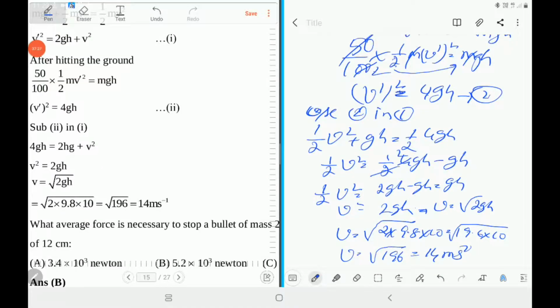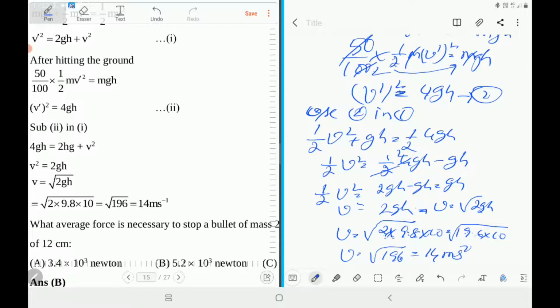Yes, that's it. Now if you take the root, it becomes root of 2gh. Normally we take g as 10, but if I take 9.8, then 9.8 times 2 is 19.6, into 10 is 196. Root 196 is exactly 14. Even if you take g as 10, 10 times 20 is 200, and root 200 is slightly more than root 196.